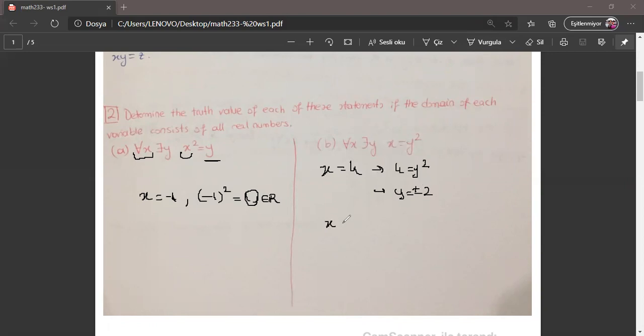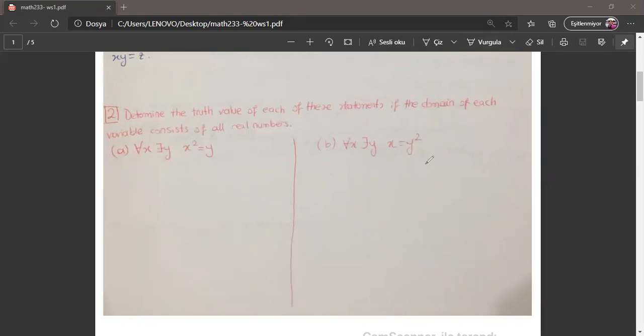But what if x was -1? Then we obtain -1 equals y squared. But this equality is not correct in real numbers. Here it gives that y is the square root of -1, which is i, which is in the complex numbers, not in the real numbers. But our domain is real numbers, so this is false. This statement is not correct.